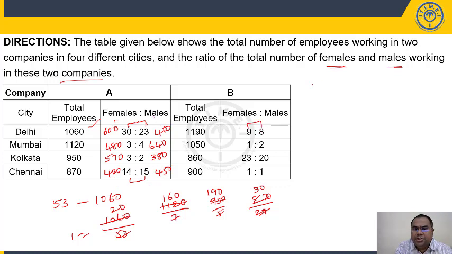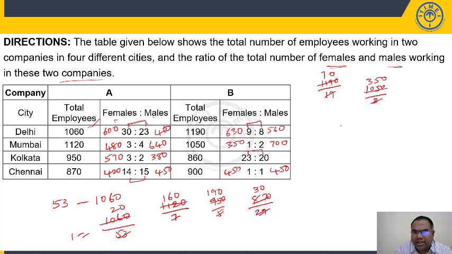Now look at this. Company B, 9 is to 8, 17. 1190 by 17. So 17 goes 7 times in 119, that is why I am saying you should be good at your multiplication table. So it is 70 times 9, 630, 8 times 70, 560. 1190. 1:2 means total parts is 3 parts. 1050 by 3, 350. So 1 part means 350, 2 parts means 700. 1:1. This is easy, right? 450, 450, equal distribution.